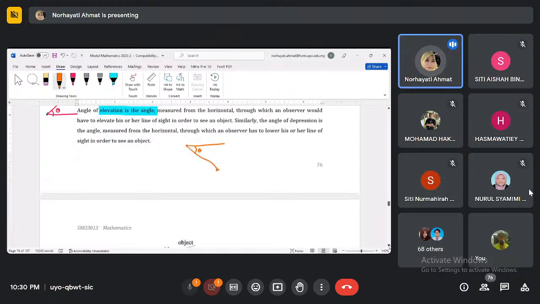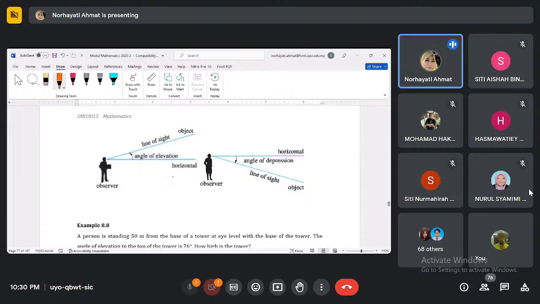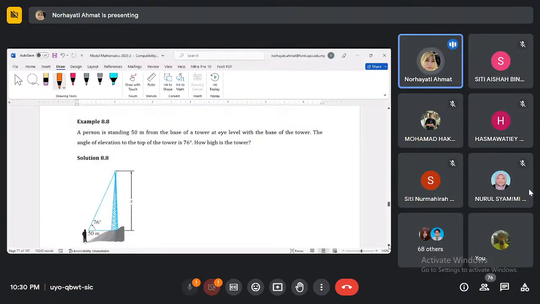Okay, so how to measure these angles? Okay, ni ada gambar dia. Okay, observer. This is angle of elevation. So we have a horizontal line that is sama aras, okay? Same level as your side, and then you need to look at an object that is above your side. And for angle of depression, the object is below your side, okay, bawah awak punya pandangan. Okay, so now let's move to example 8.8.